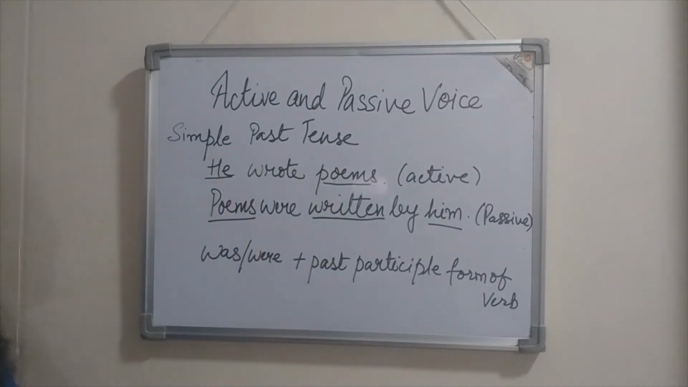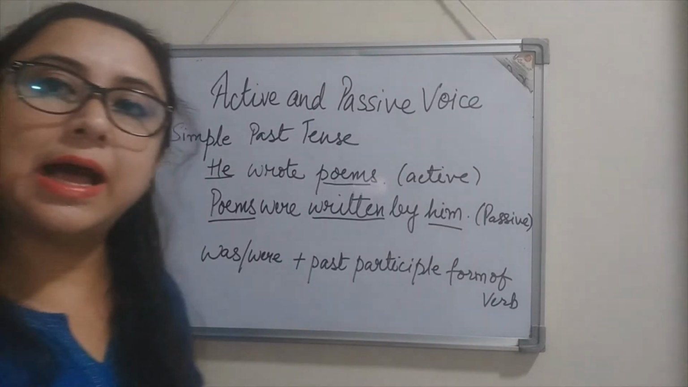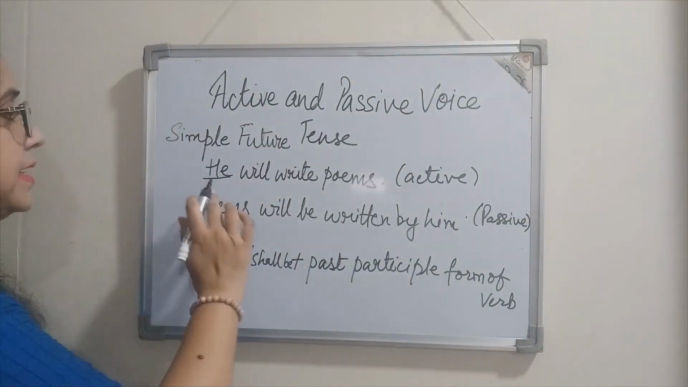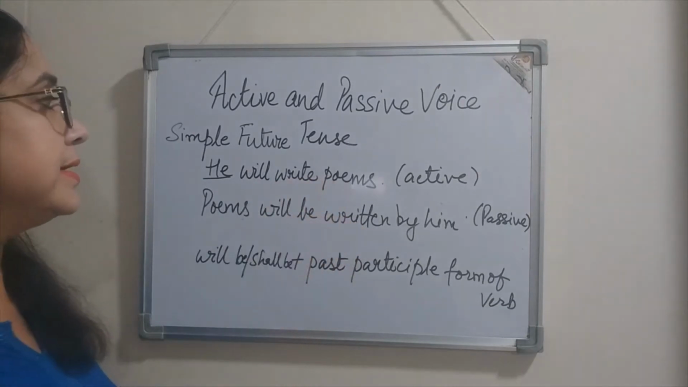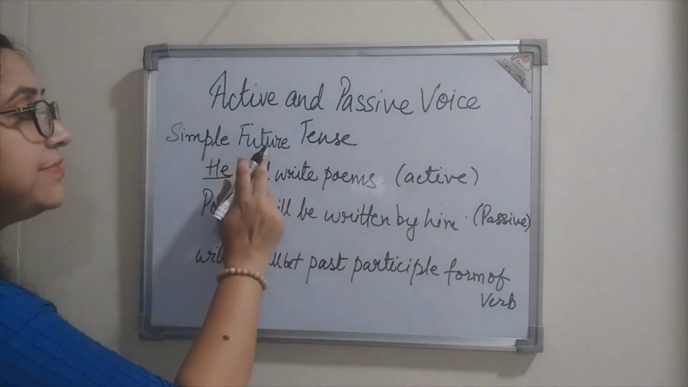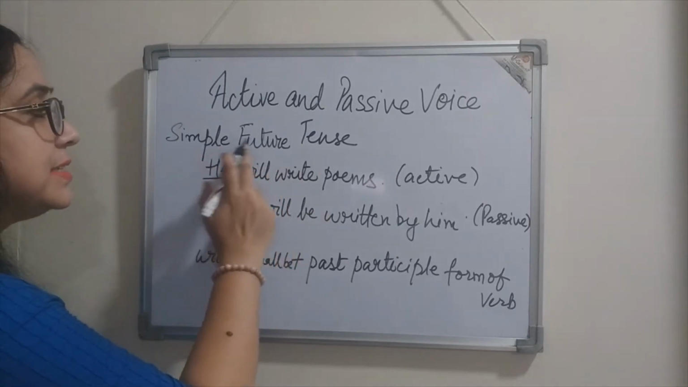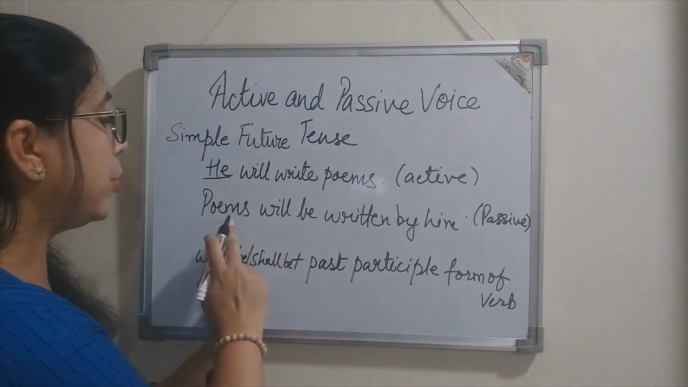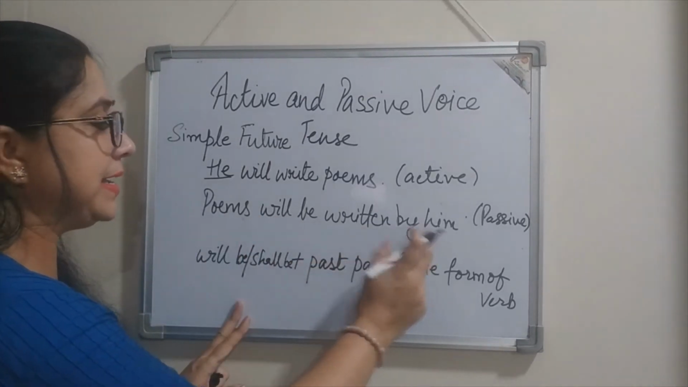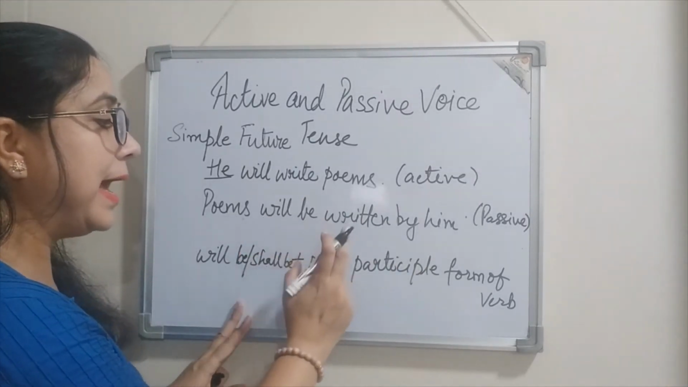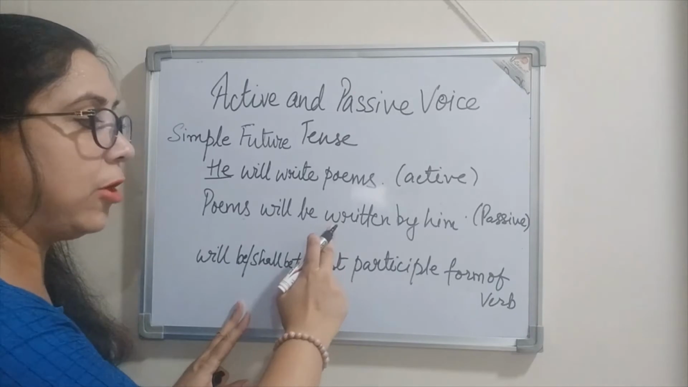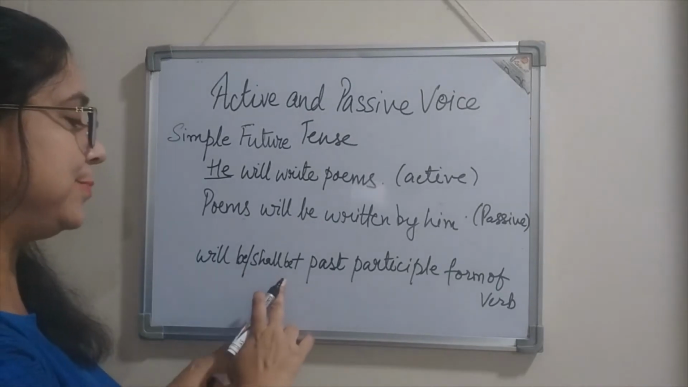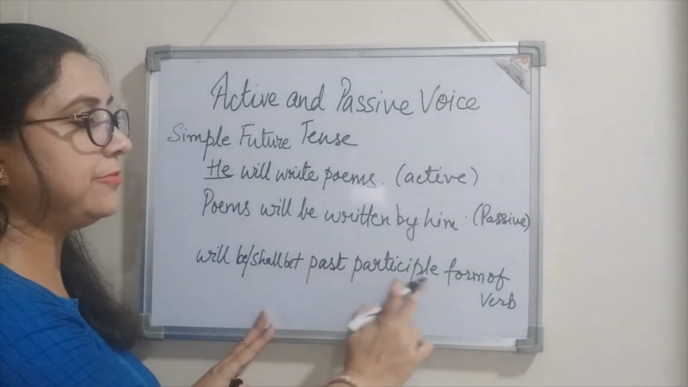Now let us take a look at the simple future tense. How do we change sentences from active to passive? Now in this sentence, he will write poems. Here the verb is in simple future tense. Will write is simple future tense. Now when we change it into passive voice, what do we do? Poems will be written by him. So will be is there, and then the past participle form of the verb. So what is the basic structure? Will be or shall be plus the past participle form of the verb.